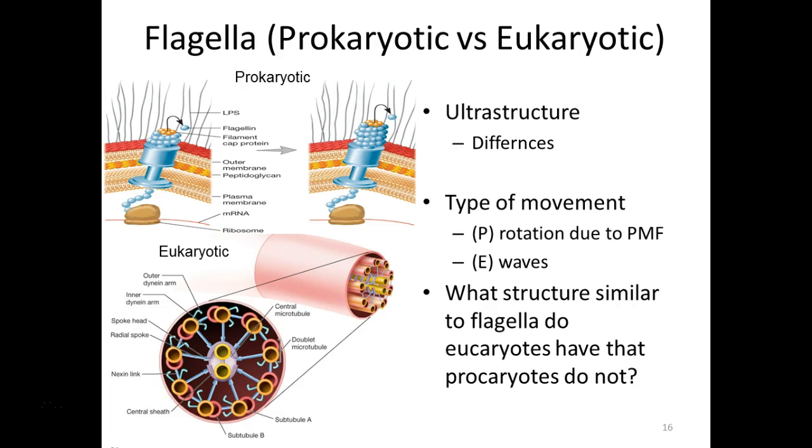Eukaryotes, on the other hand, so prokaryotes, P for prokaryotes, they rotate. And they rotate due to what's called proton motive force. This is pumping protons across the membrane. That's how they generate the energy here to spin this base. Eukaryotes, their flagella move in waves. So they wiggle kind of back and forth.